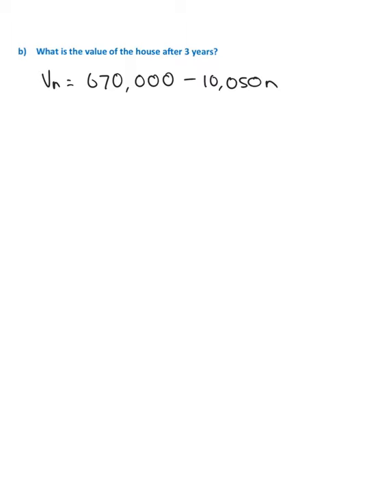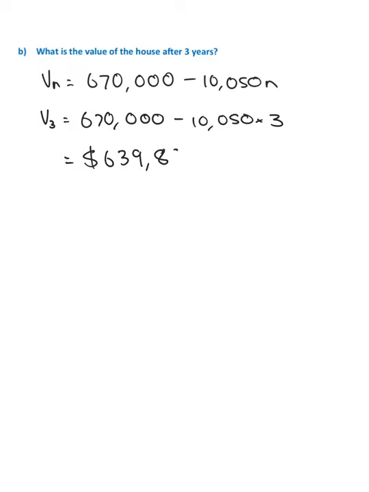The next question says, what is the value of the house after 3 years? So we found this rule on the last part. Let's sub in our value of 3 years. So V3 is going to be equal to 670,000 minus 10,050 times the number of years, which was 3. The value of the house after 3 years is going to be $639,850. So it's depreciated in value.